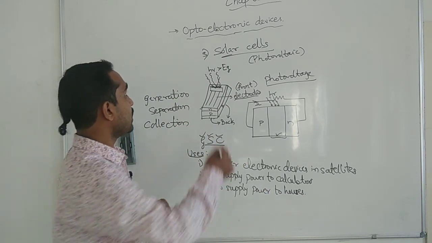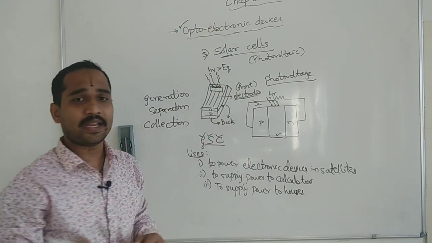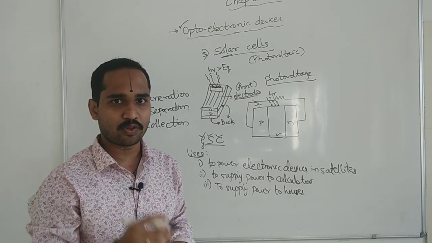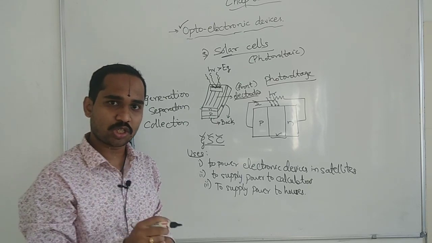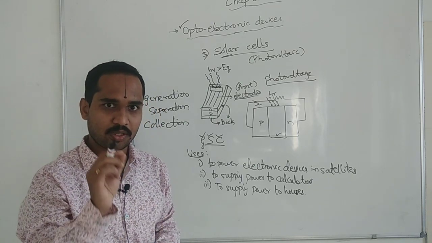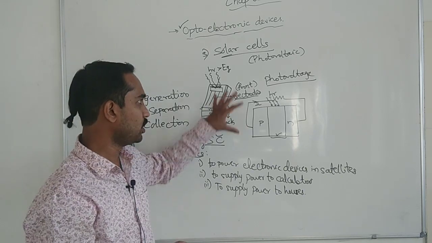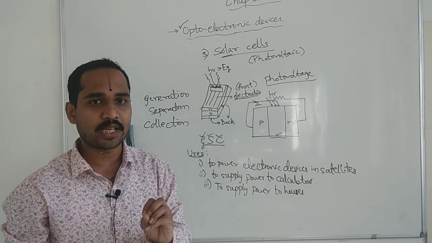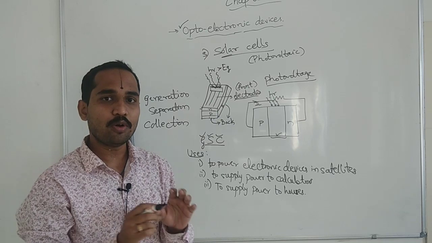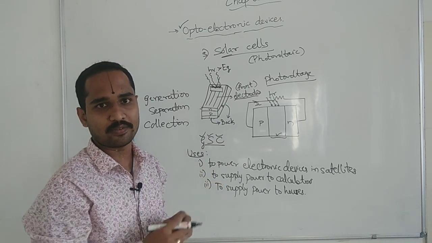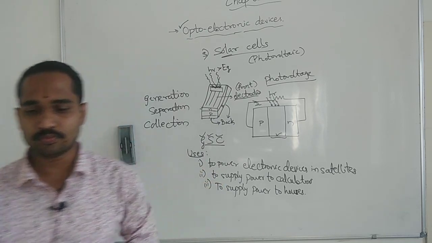Okay, now these are the three optoelectronic devices which are there for your syllabus. You have to mention the uses. Uses are mainly asked. Okay, concentrate on them, and you have to know the principle and the setup diagram of all these things. I hope all the three optoelectronic devices are clear to you.